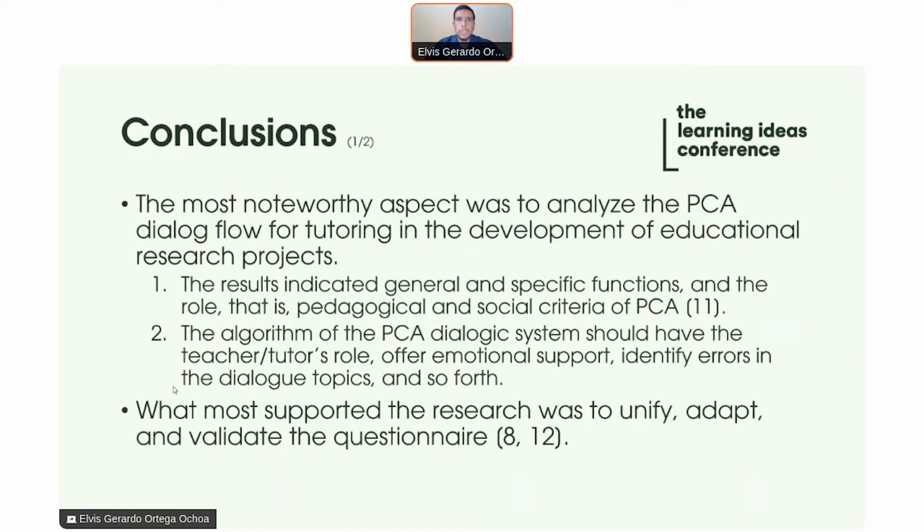The results indicate general and specific functions and the role, that is, the pedagogical and social criteria of the PCA. The research and co-design results in the algorithm of the PCA dialogue system indicate it should have the teacher-tutor role, offer emotional support, identify errors in the dialogue length, and so forth. What most supported the research was to unify, adapt, and validate the questionnaire, because it addressed the mission to make up the variable.